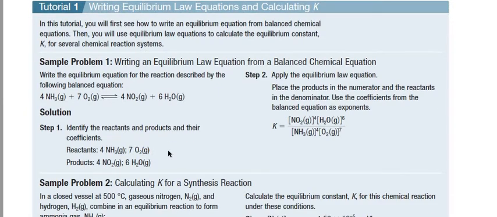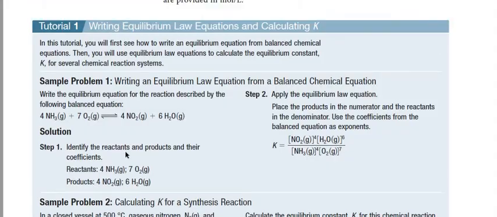Tutorial 1. Write an equilibrium law equation from a balanced chemical equation. So we have this chemical reaction, 4 NH3 plus 7 O2 gives 4 NO2 and 6 H2O, and it is a reversible reaction. We need to find the K value. We need to write the equilibrium law equation because we don't have any equilibrium concentrations right now. So we just need to write the equilibrium law equation.